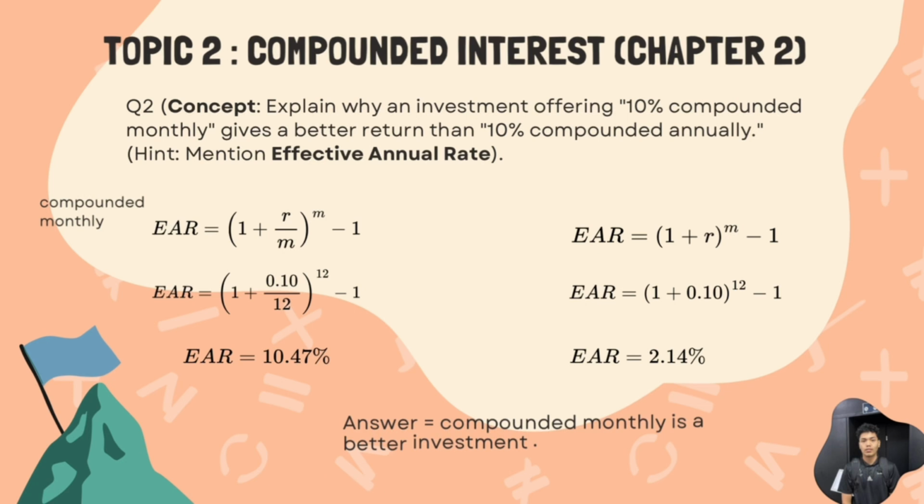An investment with 10% compounded monthly is better because of the higher compounding frequency, which is M. When interest is calculated more often, 12 times a year versus once a year, interest is earned on top of previously earned interest more frequently. As a result, the effective annual rate EAR for monthly compounding will be higher than the nominal rate of 10%, leading to a greater total return on the investment.